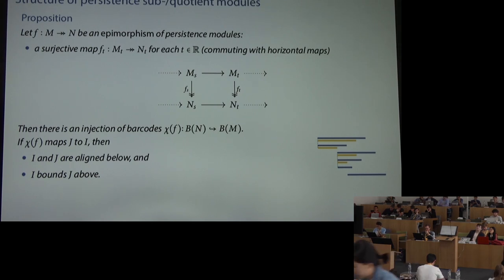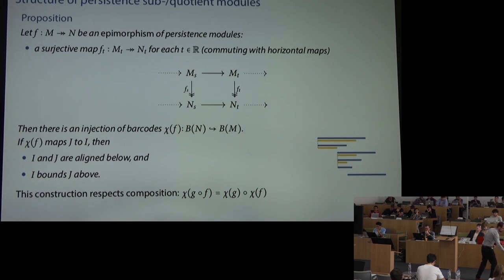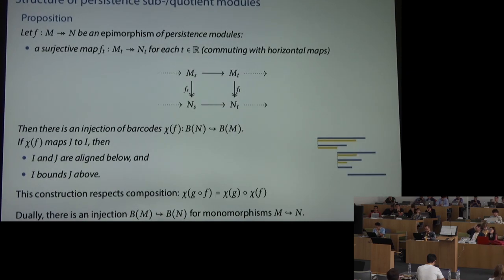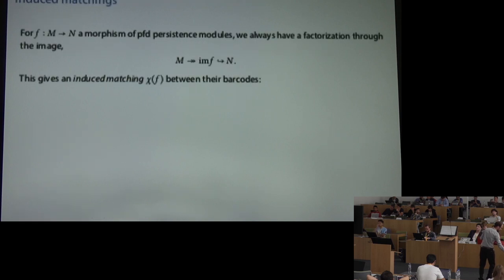And it respects composition, that's also important. And there's a dual statement for injections. So for injections, the right endpoints will be aligned. What can we do for general morphisms, general linear maps? We have seen this before today. If I have a general linear map, I can factor it through the image. And I get a surjection followed by an injection.